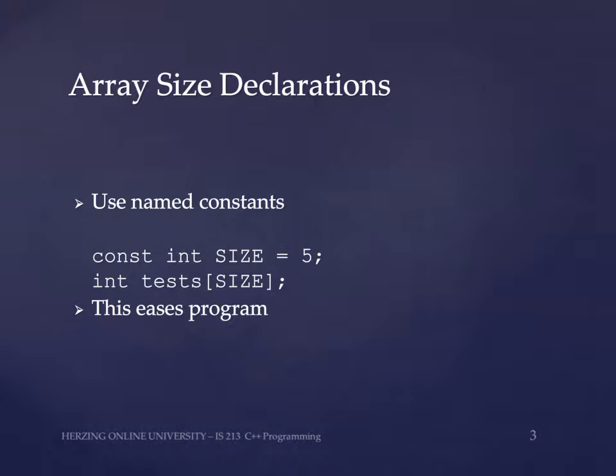Named constants are commonly used as size declarators, like const int SIZE = 5; int test[SIZE]. This eases program maintenance when the size of the array needs to be changed. So you can just change the size variable without having to change the array declaration by using a named constant.